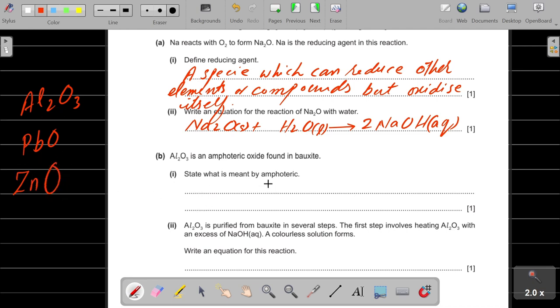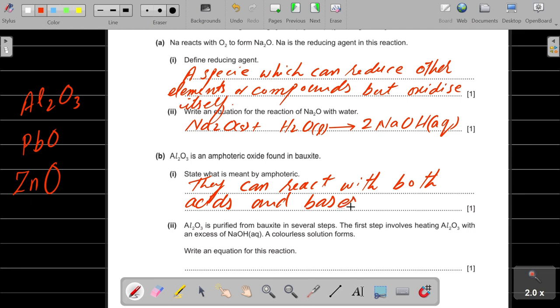So what is meant by amphoteric? Amphoteric means these oxides can react with both acids and bases. Okay.